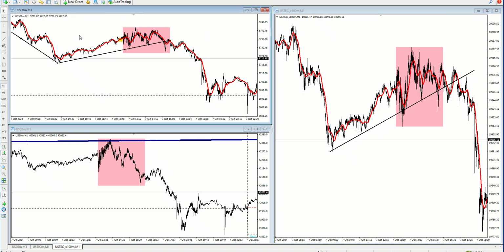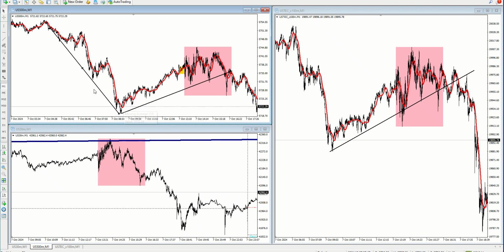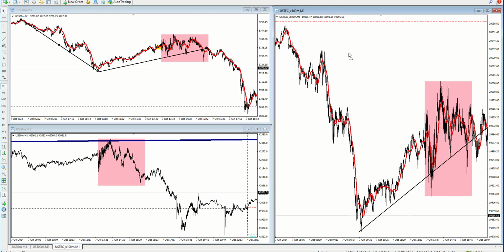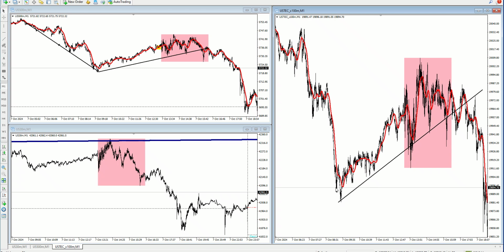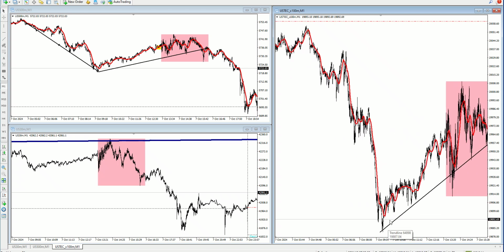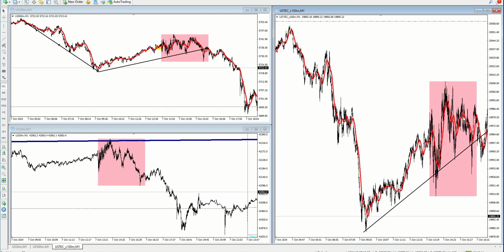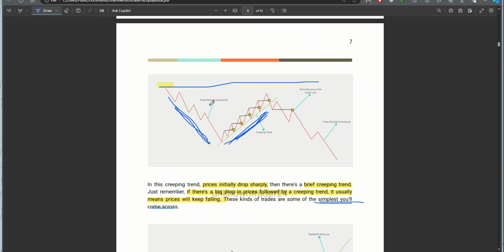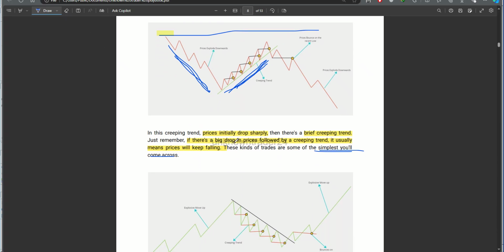This one qualifies more than this one, because on this one it's doubtful where they spent most of the time. On this one you can see the drop was sharp, very quick, and then the creeping took a long time. You can simply see a drop, a collapse, and then we get creeping, which took a lot of time. What does this tell you? It's all in the playbook that you all have. If there's a big drop in prices followed by a creeping trend, it usually means prices will keep falling. These kinds of trades are some of the simplest you'll ever come across.